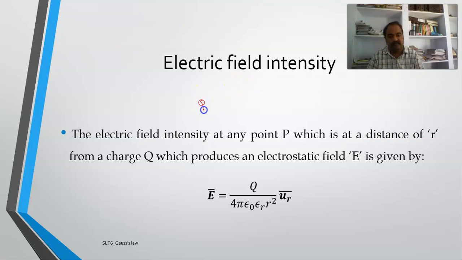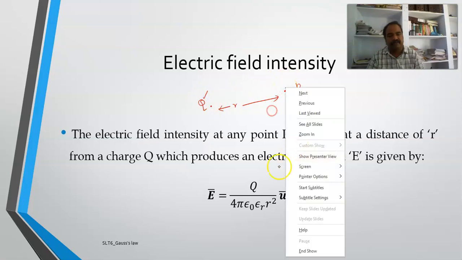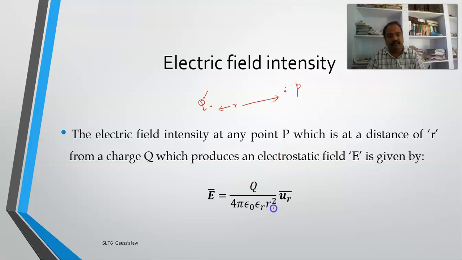Now, moving ahead, we have seen in the last video lectures the electric field intensity of a charge. Let us suppose a charge is present here, and I want to measure the field at this particular point P, which is at a distance of r. So the electric field of the charge Q at this point P is given by the equation Q by 4 pi epsilon naught epsilon r into r square UR. Q is the charge itself, r is the distance between these two, and UR indicates a unit vector which is along the line joining the 2 points. So this is the expression for electric field due to a point charge.